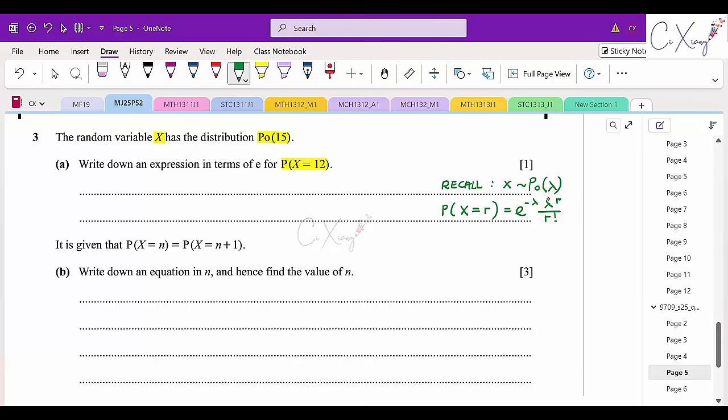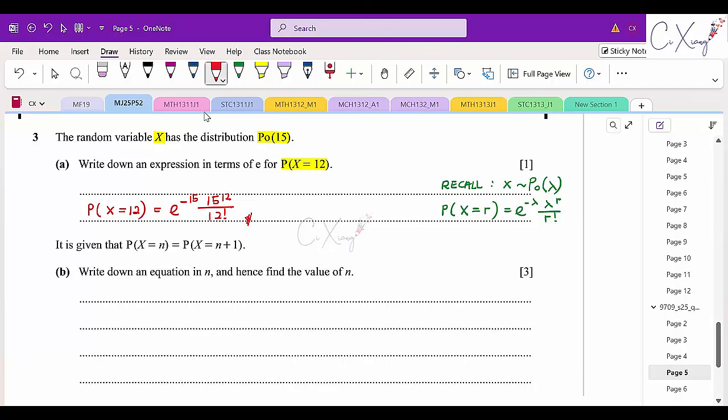Take note that for our question here, lambda is 15 and r is 12. Therefore, to calculate the probability, they just want us to write out the formula, because they said expression in terms of e. Therefore, I have e to the power negative 15, then 15 to the power 12, divided by 12 factorial.